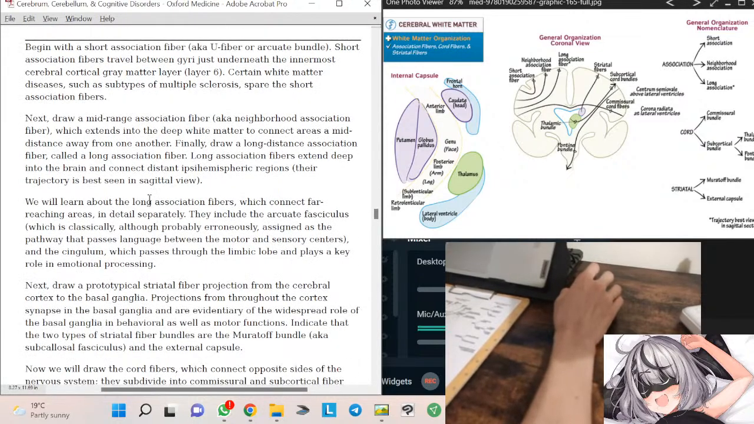Begin with a short association fiber, also known as U-fiber or arcuate bundle.